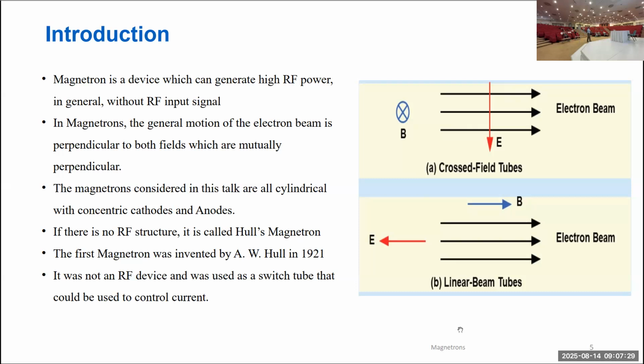If there is no RF in the magnetron, then it is called a pulse magnetron. The first magnetron was invented by A.W. Hull in 1921. It was not an RF device and was used as a switch tube that could be used to control the current.